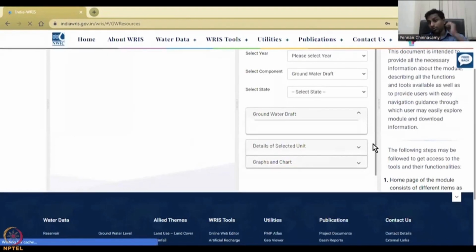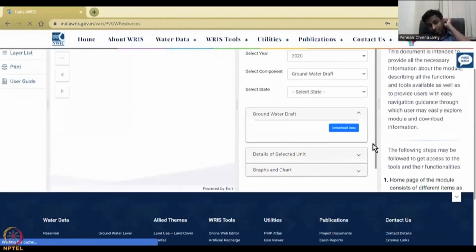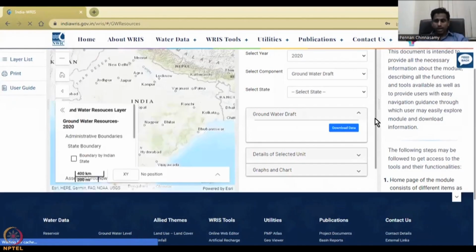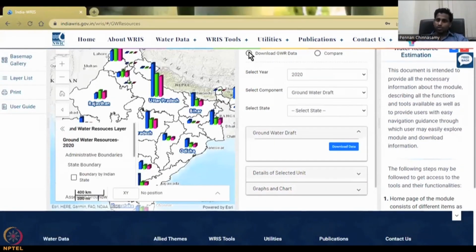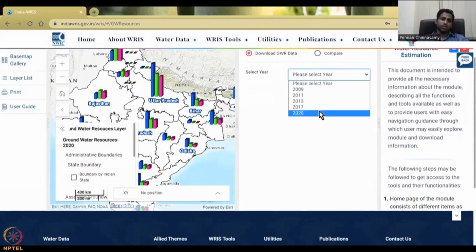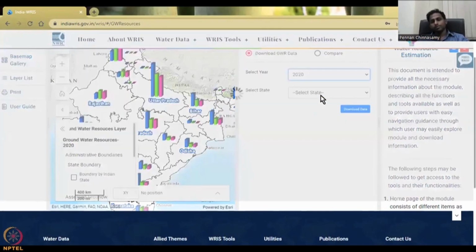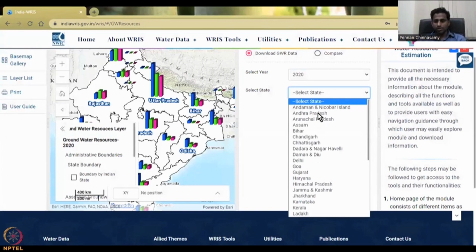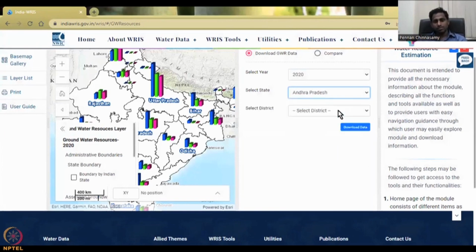So we've looked at the groundwater draft per resource per district, and then we looked at what are the groundwater budgets. Now we'll look at, in the same tab up, we have download the GR data. I'm going to click it. You can select a year, say 2020, the recent ones. And then select, we've looked at Andhra Pradesh. So let's say Andhra Pradesh, and then we did some district.